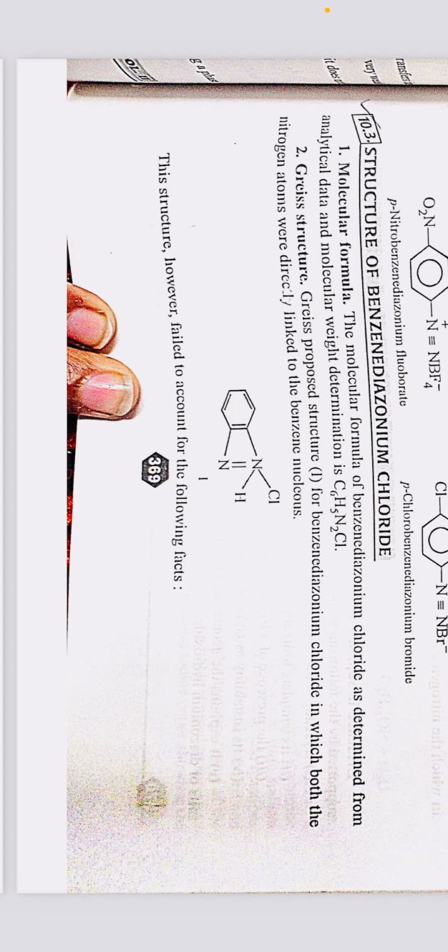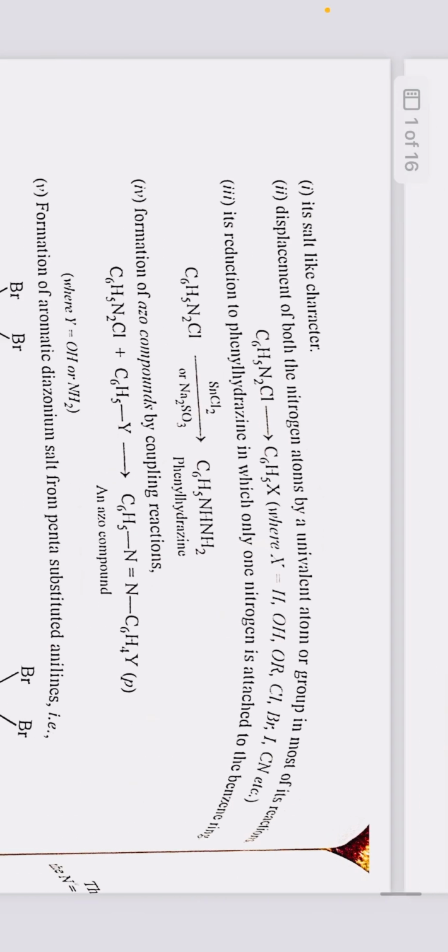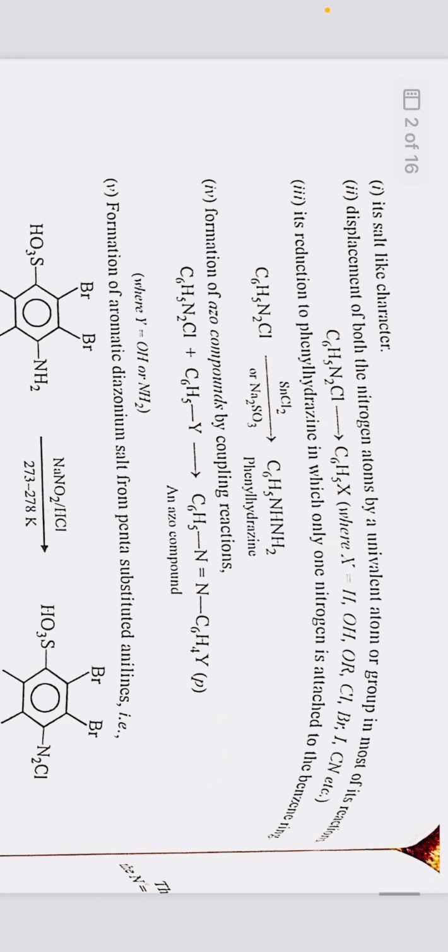Molecular formula. The molecular formula of benzene diazonium chloride is determined from the analytical data and molecular weight determination, that is C6H5N2Cl. Griess structure. Griess proposed the structure for benzene diazonium chloride in which both the nitrogen atoms were directly linked to the benzene nucleus. This structure failed for the following facts. It is the salt-like character.